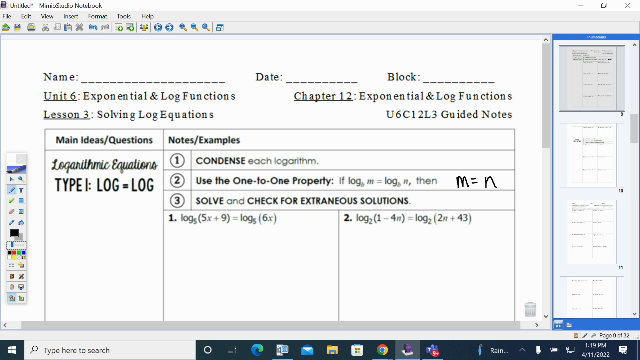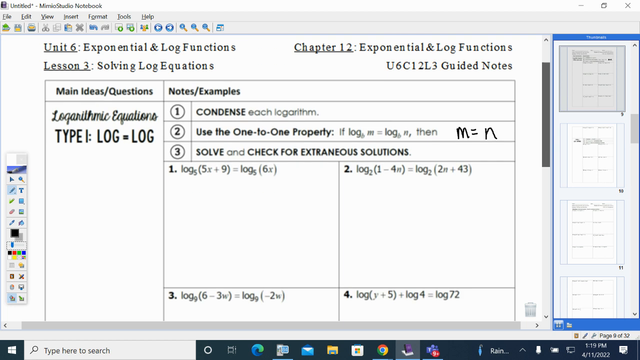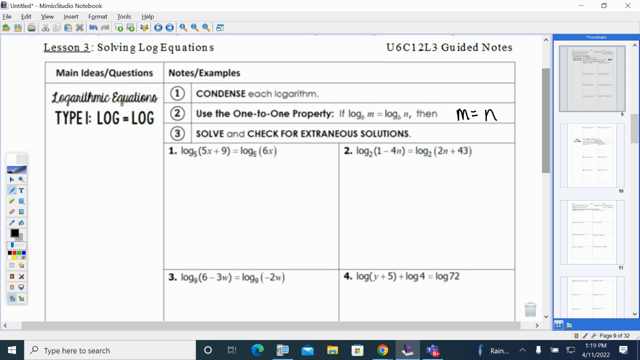Step number 3 says solve and check for extraneous solutions. So any logarithmic equation that we have, anytime it says log, we have to make sure that we check our solutions and make sure that we didn't create an extraneous solution in that process.